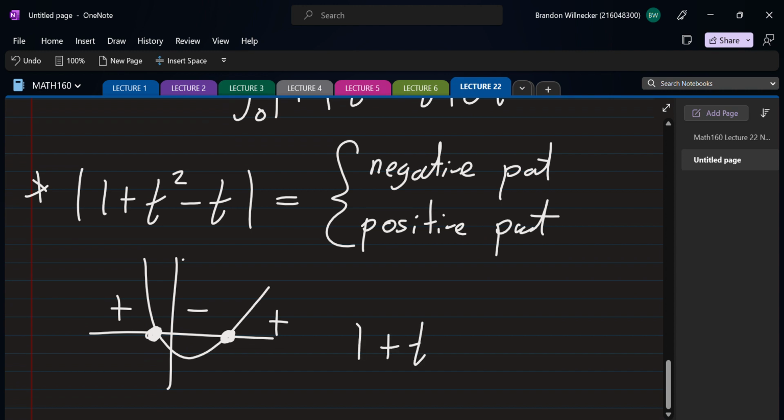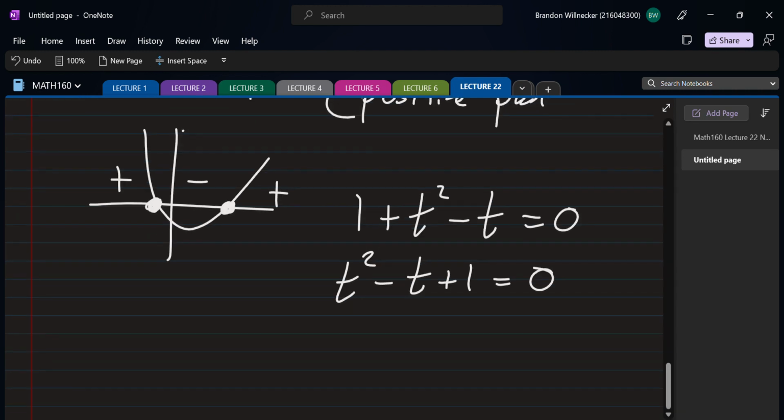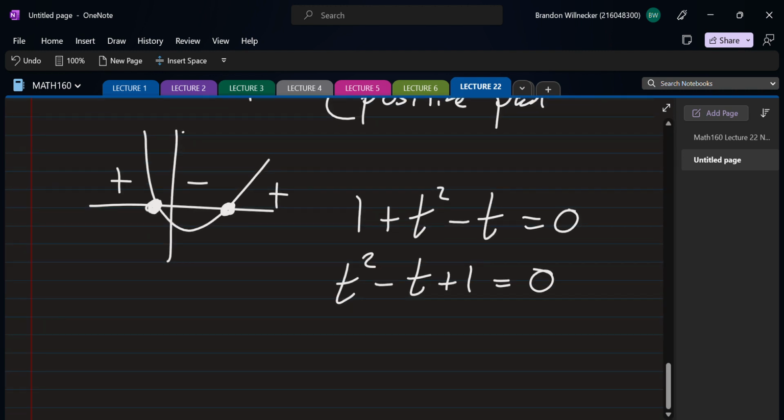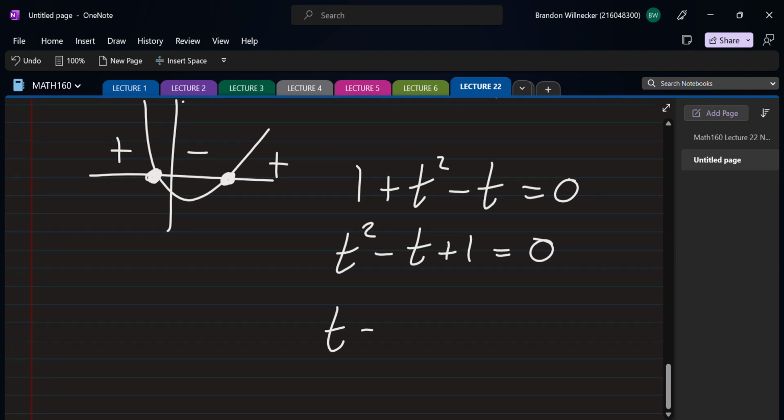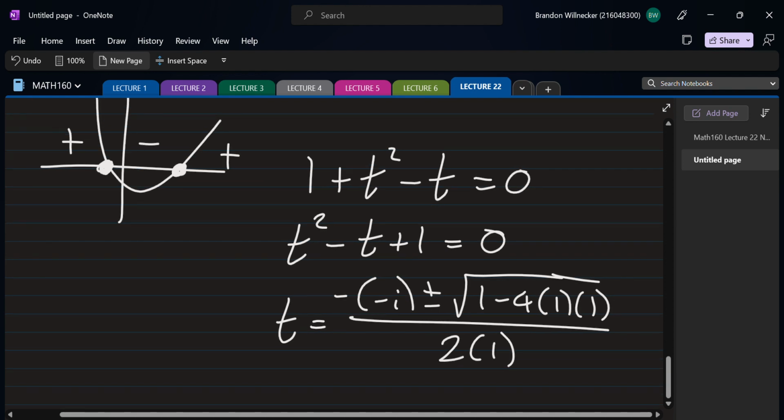Okay, so we've got 1 plus t squared minus t equals 0. Let's rewrite it in the form that we know. So that's going to be t squared minus t plus 1 is equal to 0. Okay, now we know our coefficients a, b, and c. We can use the quadratic formula. So t is equal to minus b plus or minus the square root of b squared minus 4ac, all over 2a.